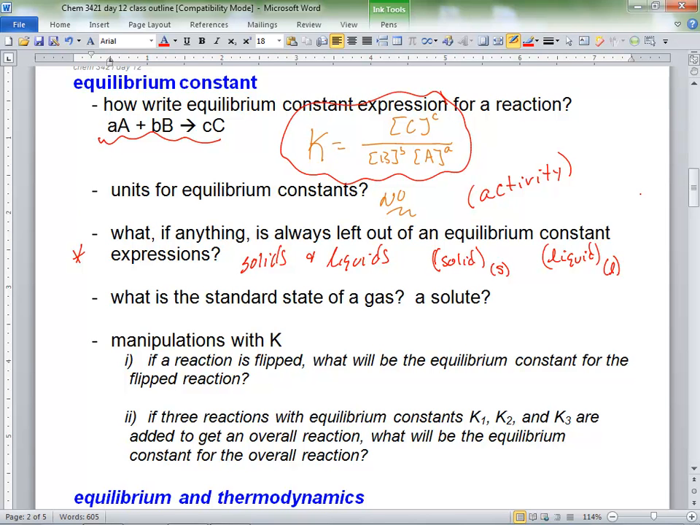What is the standard state of a gas? Oh, hey, let's back up. You have a little subscript AQ. Does that show up in an equilibrium constant expression? Yeah. It's just what Alyssa said. Leave out these guys, solids and liquids.